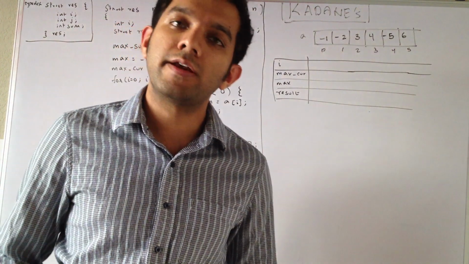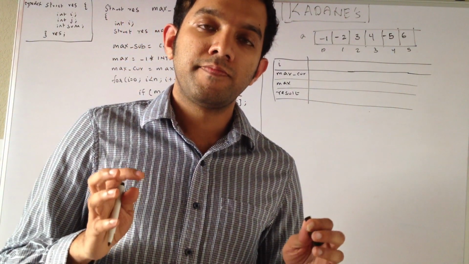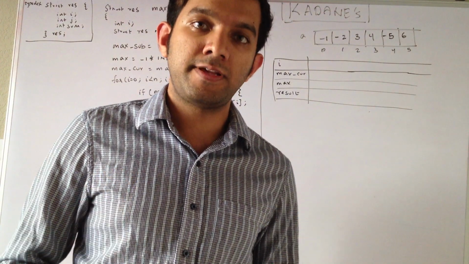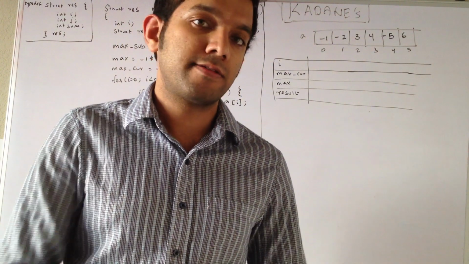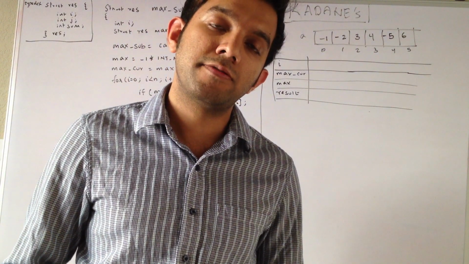Basically we have an array with a bunch of numbers in it, and we have to find the maximum sum subarray of that array, such that the sum of all the elements in that subarray is the absolute maximum.